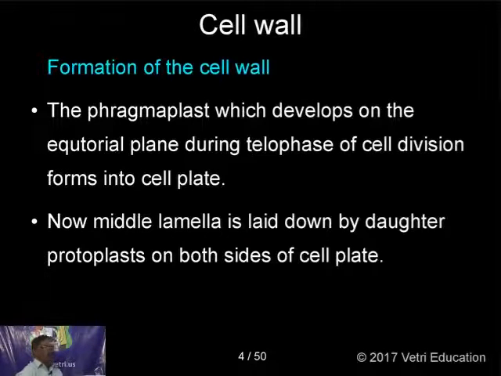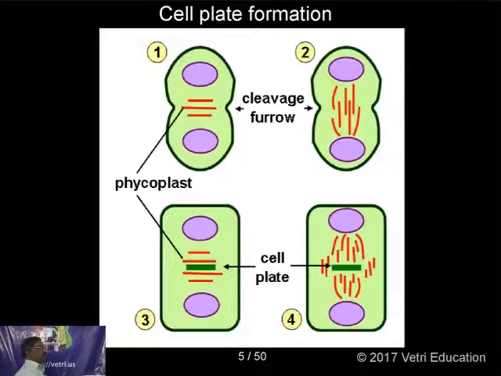Regarding the formation of the cell wall, how is the cell wall formed? During cell division, a phragmoplast is formed between the two daughter cells exactly at the equatorial plate. That forms into the cell plate. Now the middle lamella is laid down by the daughter protoplasts on both sides of the cell plate. So first a phragmoplast is formed and later it develops into a middle lamella. Then look here, a cleavage furrow or division at the middle of the cell, between the daughter cells; a phragmoplast is formed, and it will become the cell plate later, and it divides the two cells.